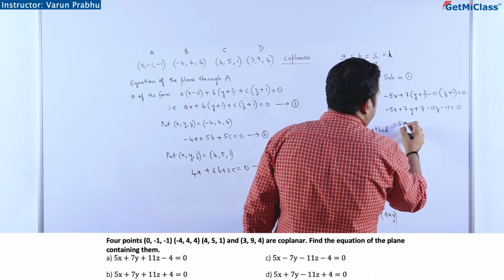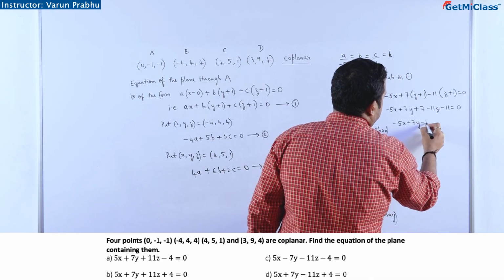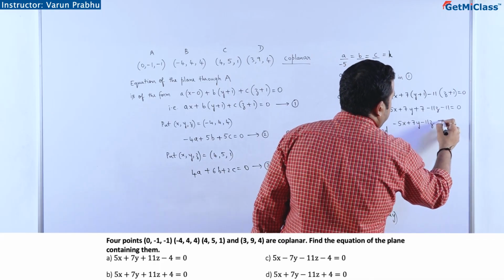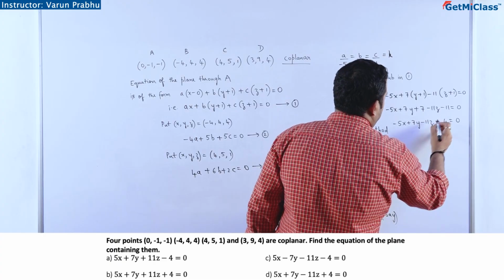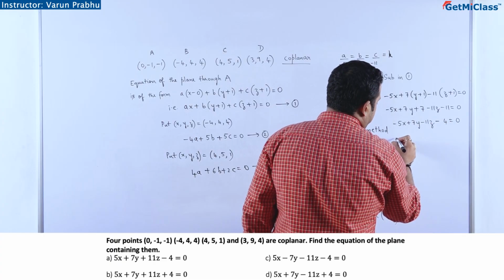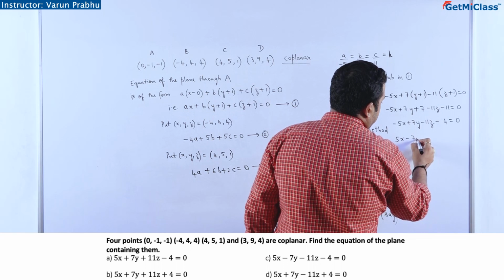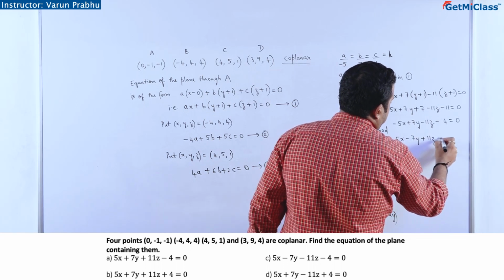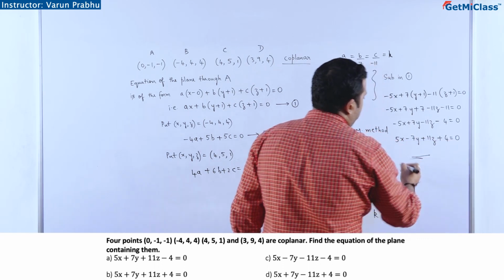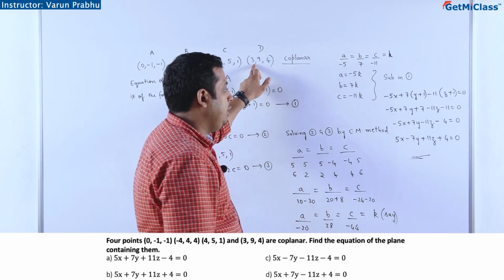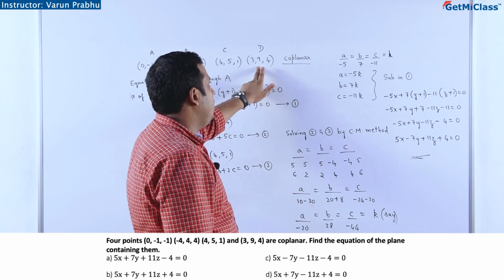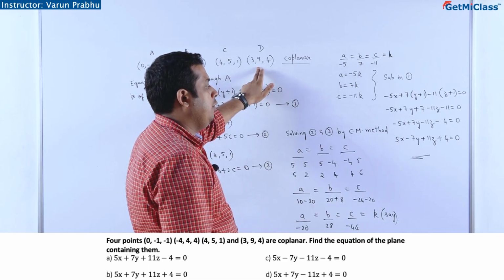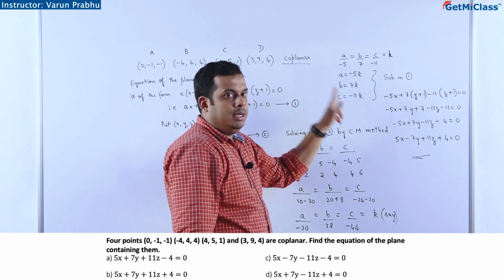So minus 5x plus 7y minus 11z plus 4, no, not plus 4, minus 4 is equal to 0. So you can divide by minus 1. So I can say 5x minus 7y plus 11z plus 4, that is equal to 0. What you do is substitute the fourth point and cross check for verification. 5 3s are 15. 15 minus 63 plus 44 plus 4 should be equal to 0. It is matching, right? 0.